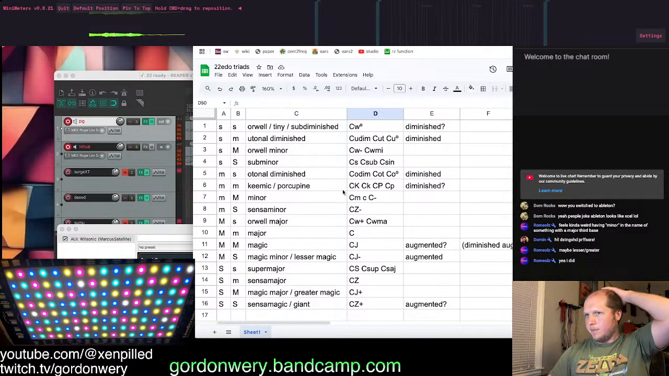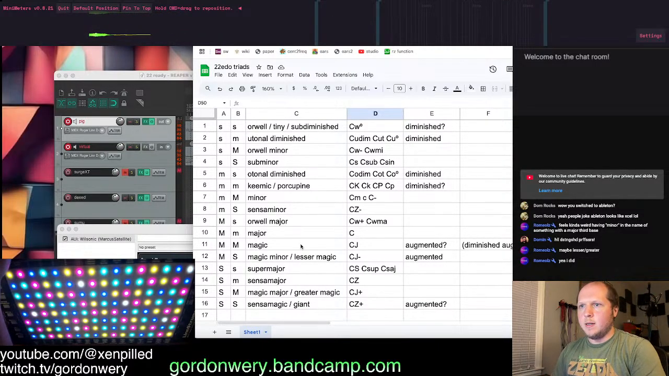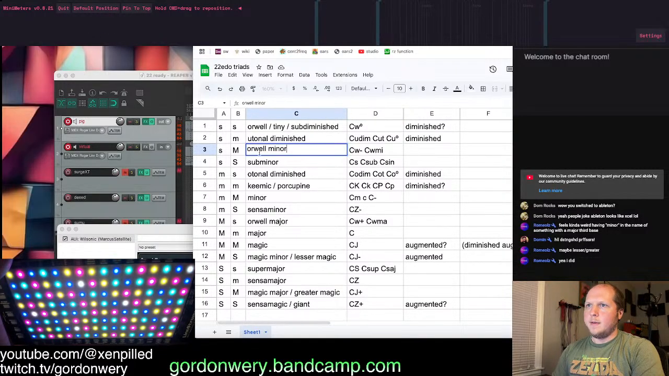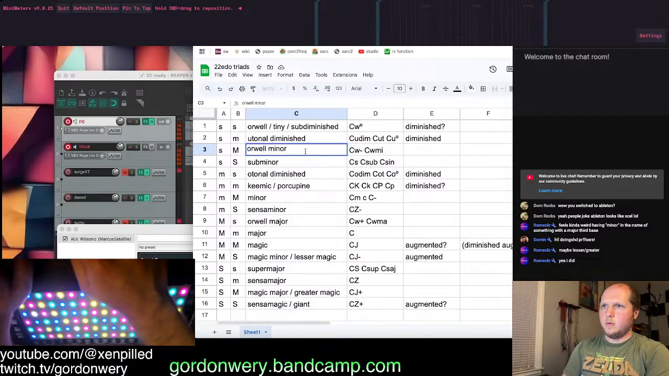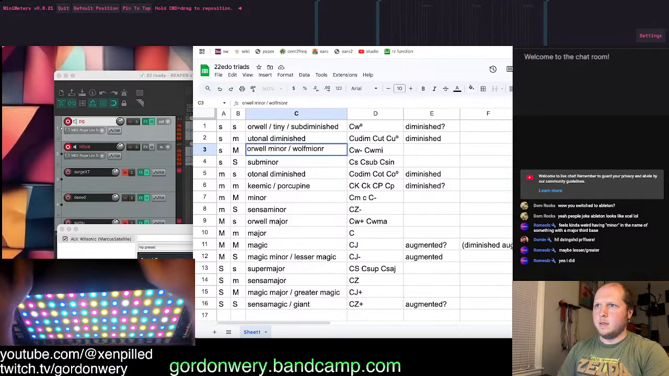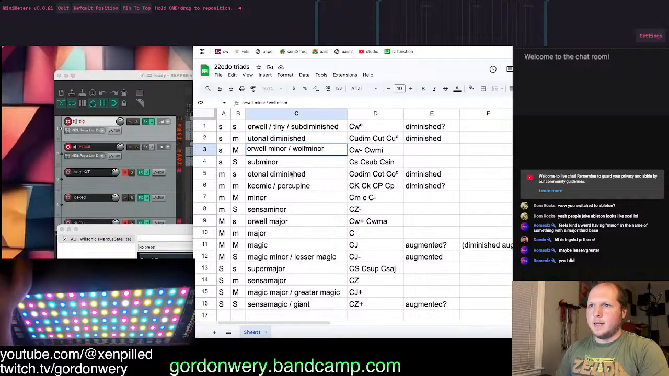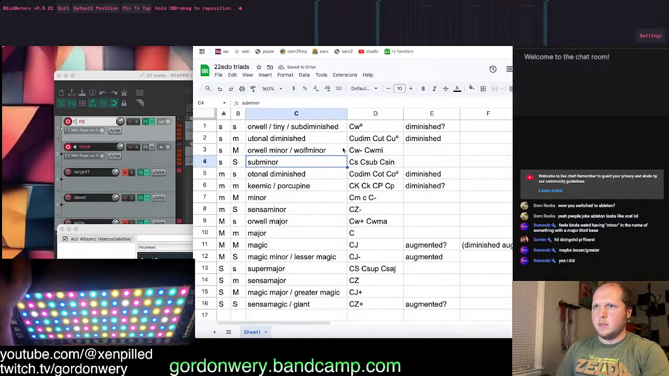Oh, one other thing I wanted to mention was with the Orwell major and minor. I've sometimes heard this sort of chord referred to as a wolf. So I think the W for Orwell could also double as wolf. So if you wanted to call it wolf minor, wolf major. The thing is, I feel like a wolf can be a sub 5 or an up 5.